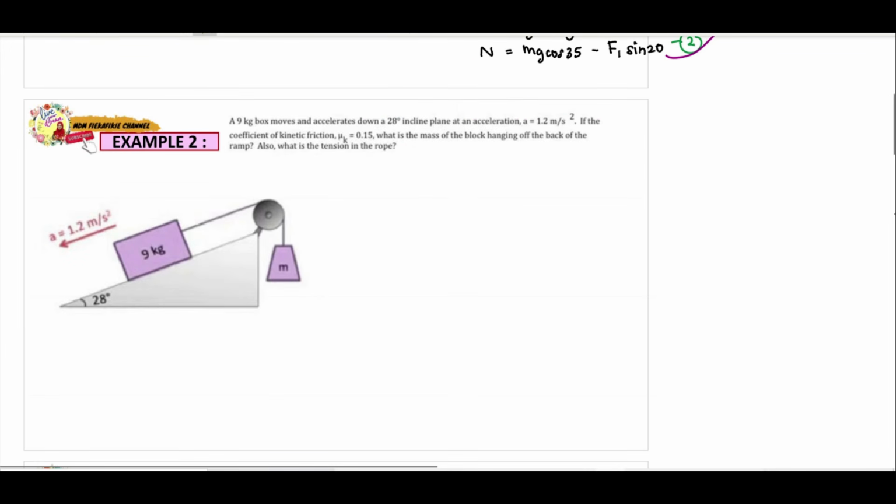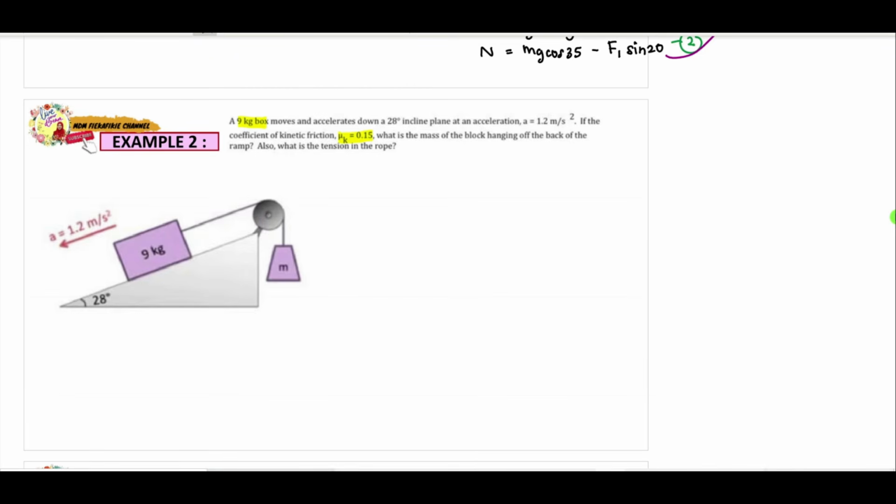Okay, now question number 2. So, here we have two objects. We have 9 kg box, where this box will move and accelerates down a 28-degree inclined plane at an acceleration of 1.2 meter per second squared. So, dia dah bagi acceleration. So, given that if the coefficient of kinetic friction, so maknanya akan ada friction. So, given the coefficient, ini adalah coefficient of kinetic friction. Ini bukan friction. So, coefficient of kinetic friction tiada unit. Jadi, kalau soalan kira coefficient of kinetic friction, jawapan jangan pandai-pandai letak unit.